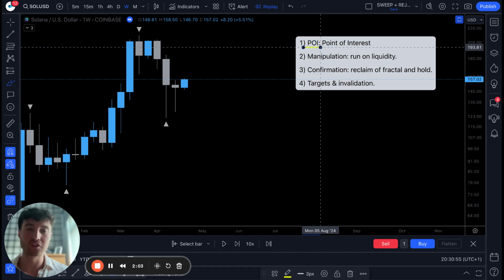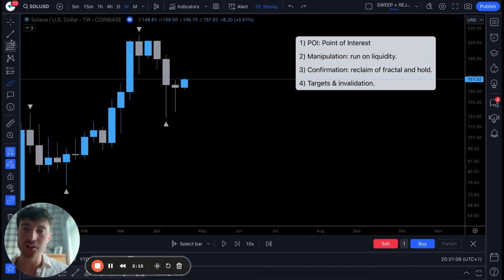Ultimately, they're all pretty much the same thing, but it's really about having that objective way of identifying, okay, these are the areas and these are the ranges that we're dealing in, and acting on that accordingly. So let's use an objective approach. This is on the weekly time frame. And what I personally use to identify my POIs, my points of interest, is the weekly fractals, okay?